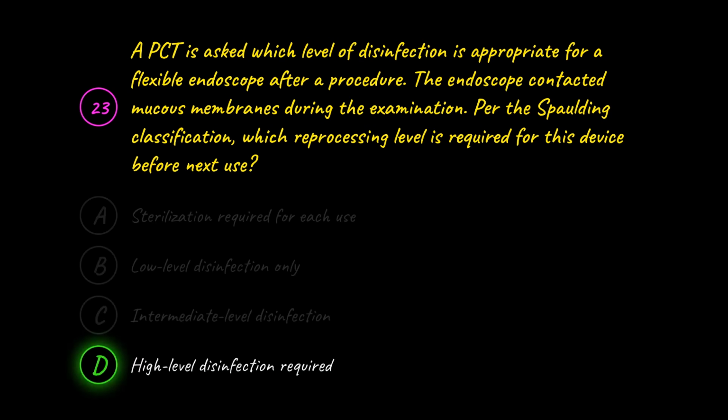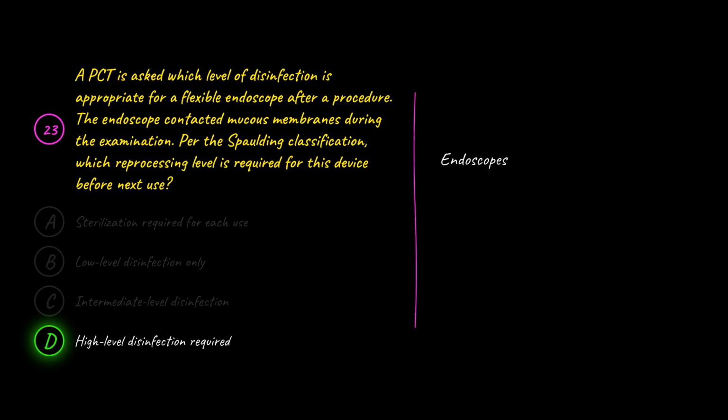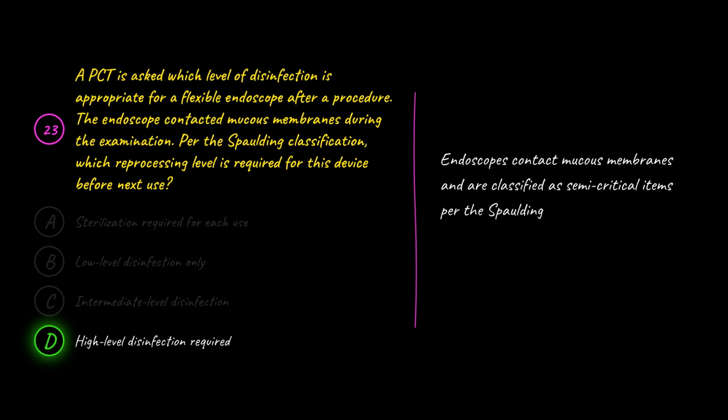The correct answer is D. High-level disinfection required. D is correct because endoscopes contact mucous membranes and are classified as semi-critical items per the Spaulding framework. They require high-level disinfection, typically with glutaraldehyde, orthophthalaldehyde, or peracetic acid, before being reused on the next patient on the unit.